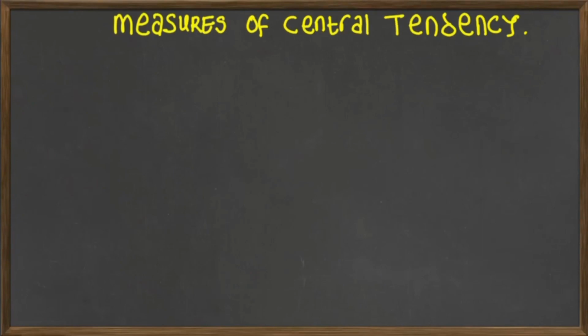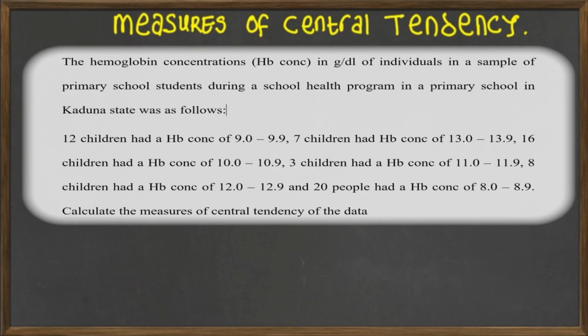Today we're going to be talking about measures of central tendency, and we're going to do this by solving a particular example. It says the hemoglobin concentration in grams per dl of individuals in a sample of primary school students during a school health program in a primary school in Kaduna State was as follows.